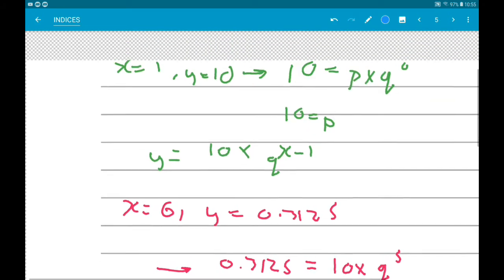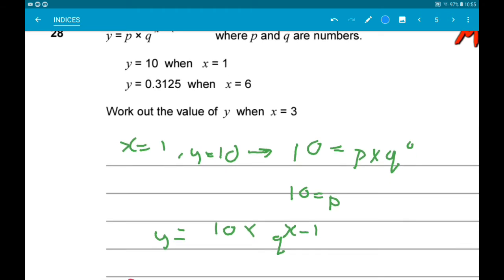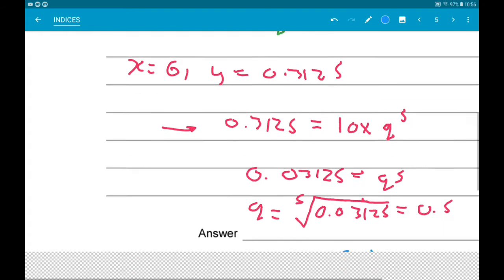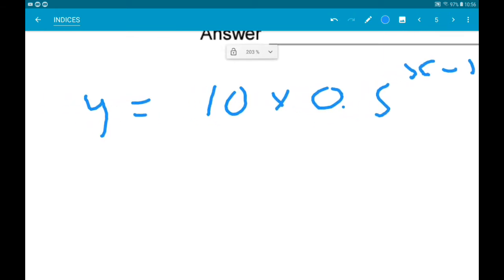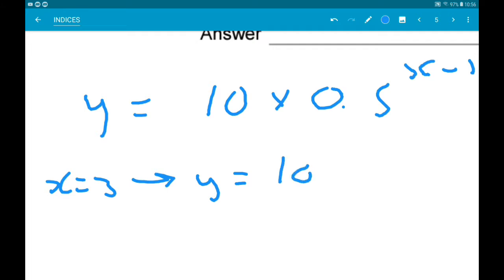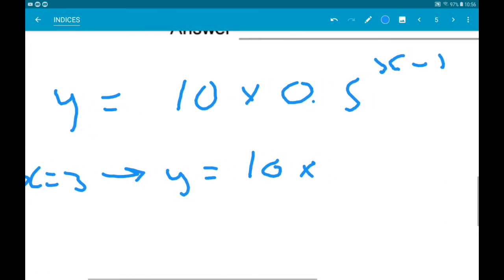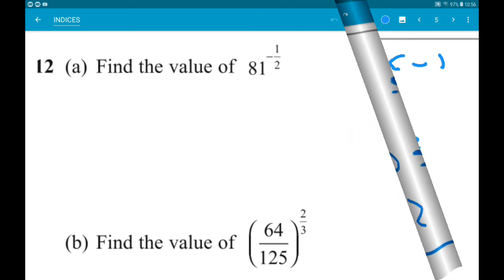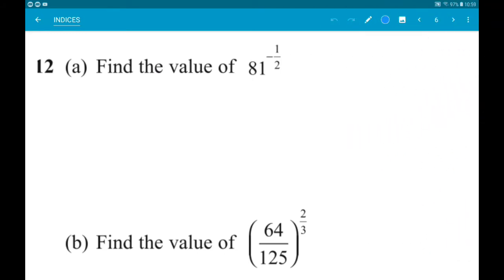Now, the actual question wanted us to work out the value of y when x is equal to 3. So, when x is 3, y is 10 times 0.5 squared. So 0.5 squared is 0.25, so this gives us 2.5.